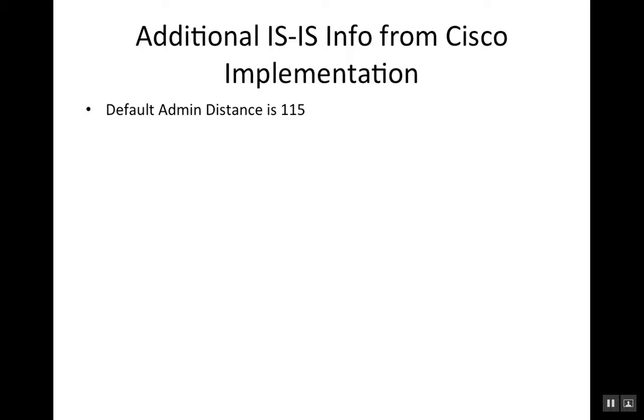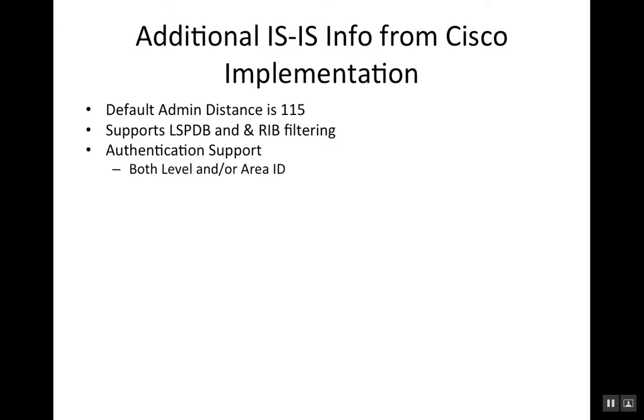The default administrative distance is 115, so OSPF routes are still going to be preferred over ISIS routes, and of course that is configurable. It supports LSPDB and RIB filtering. It supports authentication, both at level or area or level and area support.